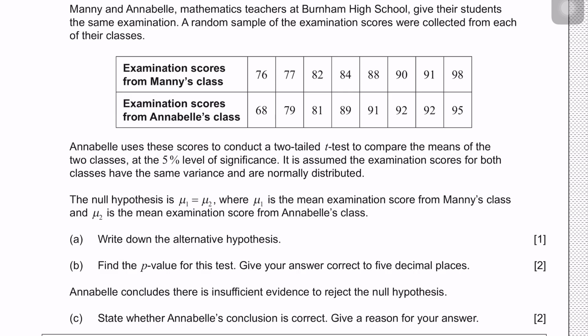Alternative can be of one of three forms. So we can either have mu1 is greater than mu2, mu1 is less than mu2, or it's just the case that mu1 is not the same as, it's different than mu2. Here, it's not stated that Annabelle wants to find out if Manny's is greater or less. We just want to find out if they're different. And different would mean not equal to one another. So in this case, the alternative hypothesis, what we would like to know is simply if they're different. That is to say, if mu1 does not equal mu2.